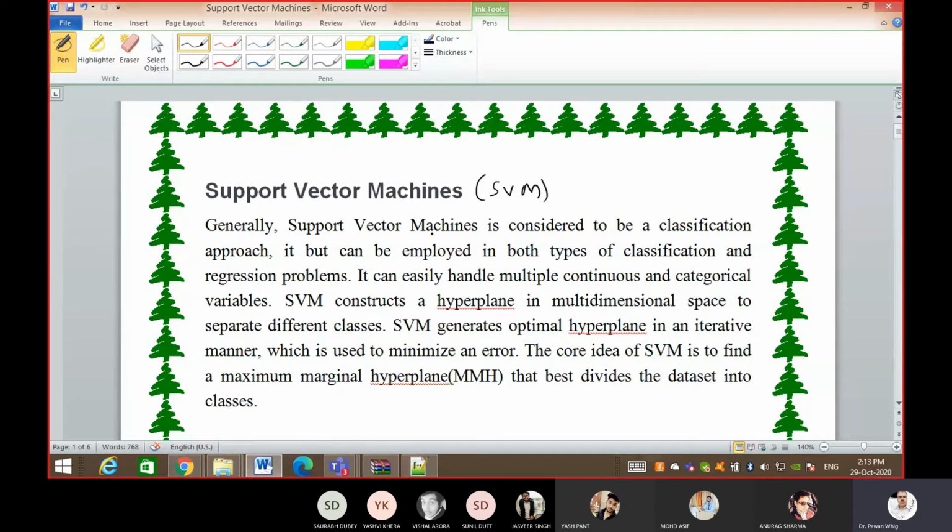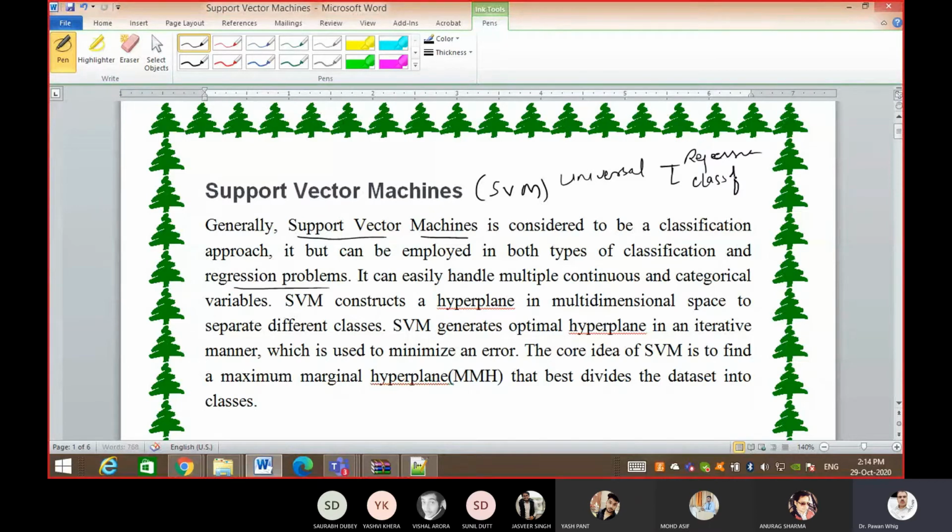SVM means support vector machine. It consists of three words. One is support vector. Now what is machine? We will see it in the subsequent section. SVM is considered to be a classification approach, but it can be employed in both classification and regression problems. It is a universal algorithm, which we adopt because it can be used in regression as well as in classification.